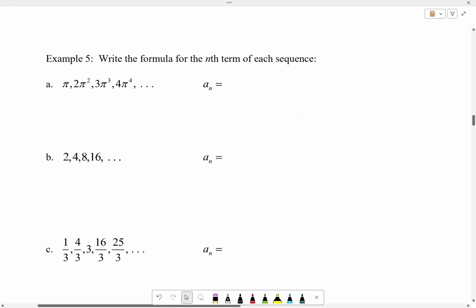Right, the formula for the nth term of each sequence. Okay, so we're going backwards here. They're giving you the sequence. It's up to you to figure out the nth term or the general term of each sequence. Can you already do A? I think you can.